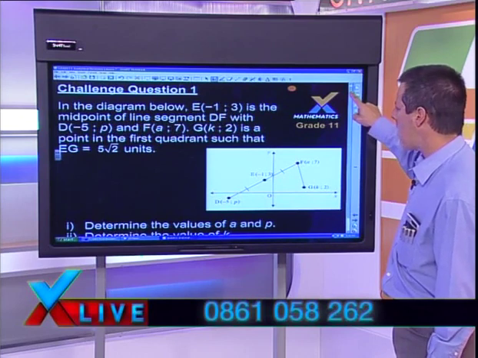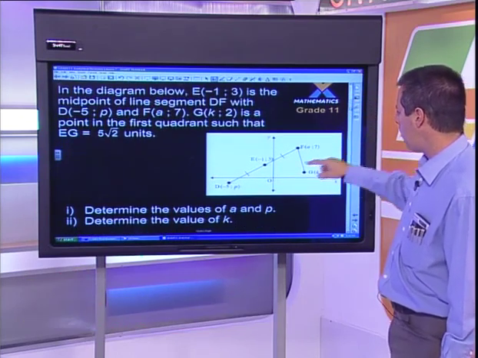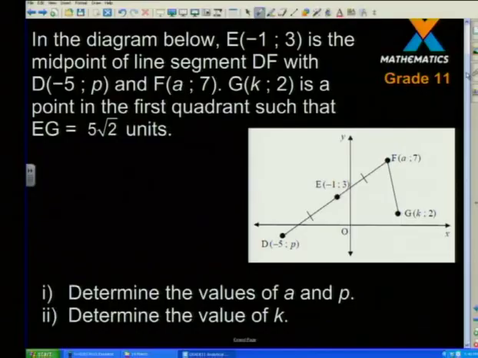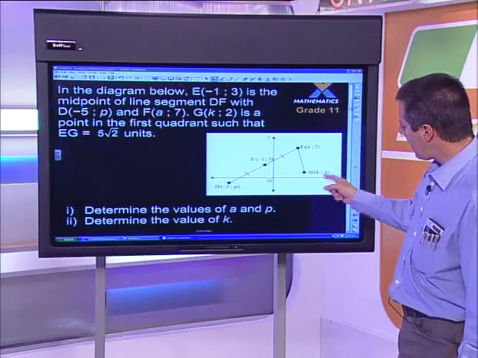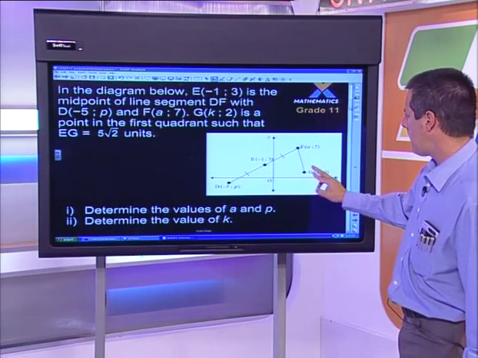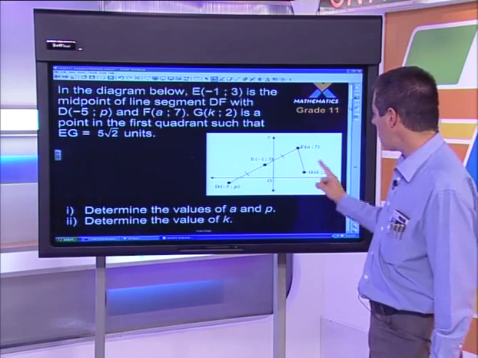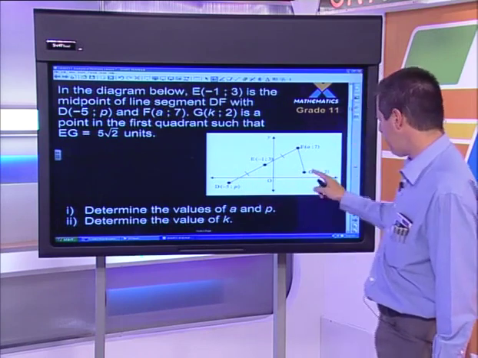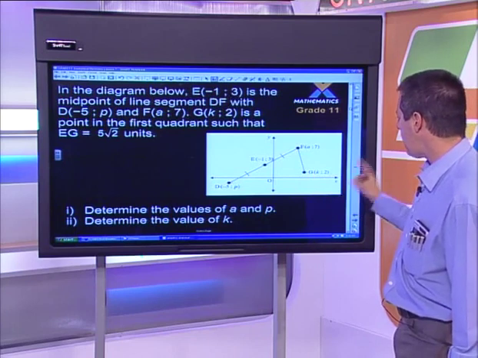It says, in the diagram below, E is the point (-1, 3). Look very carefully, because it's in the context of a picture. E is (-1, 3), and is the midpoint of the line segment DF. They give me the point D, which is (-5, P), and then F, which is (A, 7). So you've got a midpoint, and you can see there's an unknown P and an unknown A. Then they give me the point G, and they say G is (K, 2), and it's a point in the first quadrant.